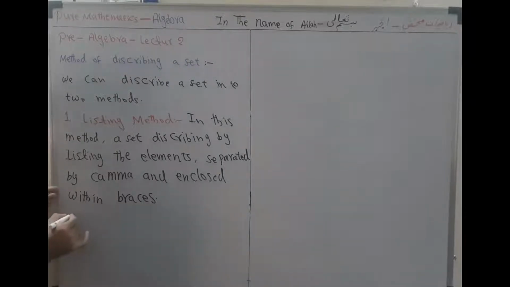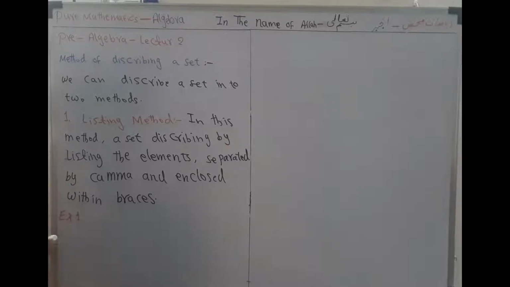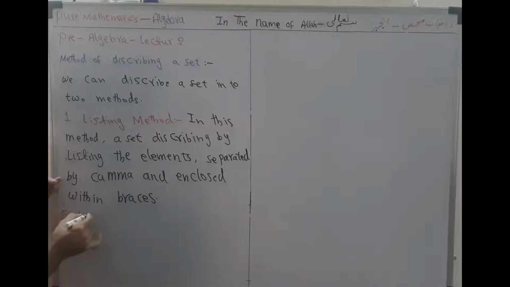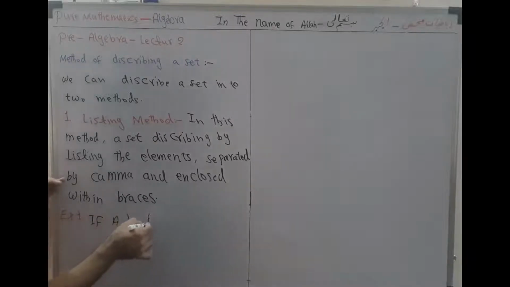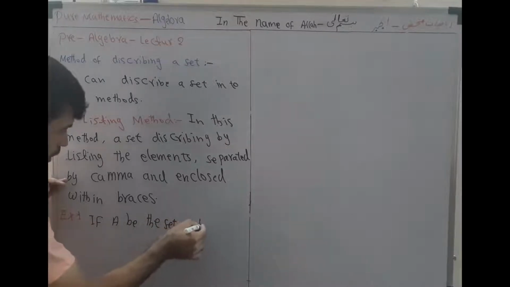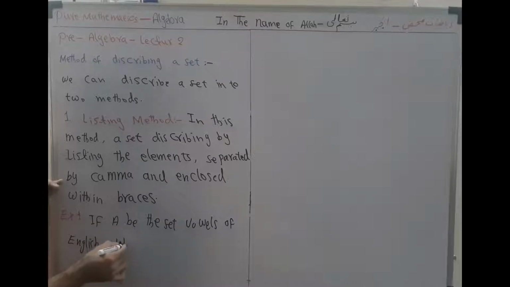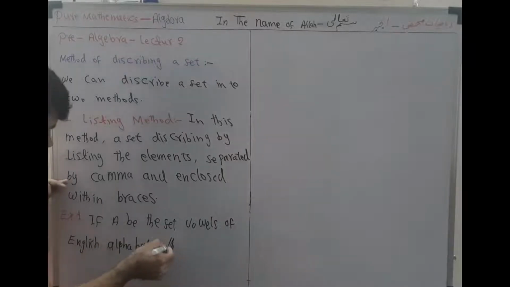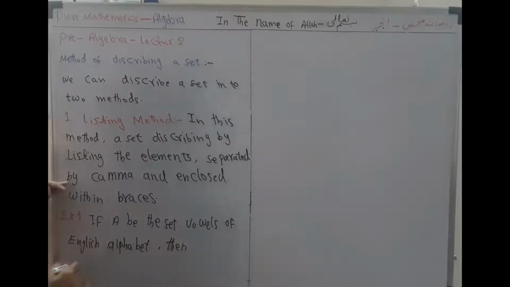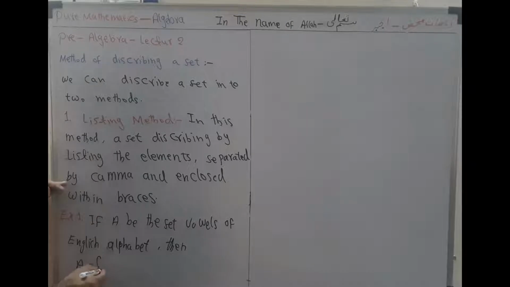Example 1. If A is the set of vowels of English alphabet, then A is equal to, we know the vowels of the English alphabet: A, E, I, O, U.